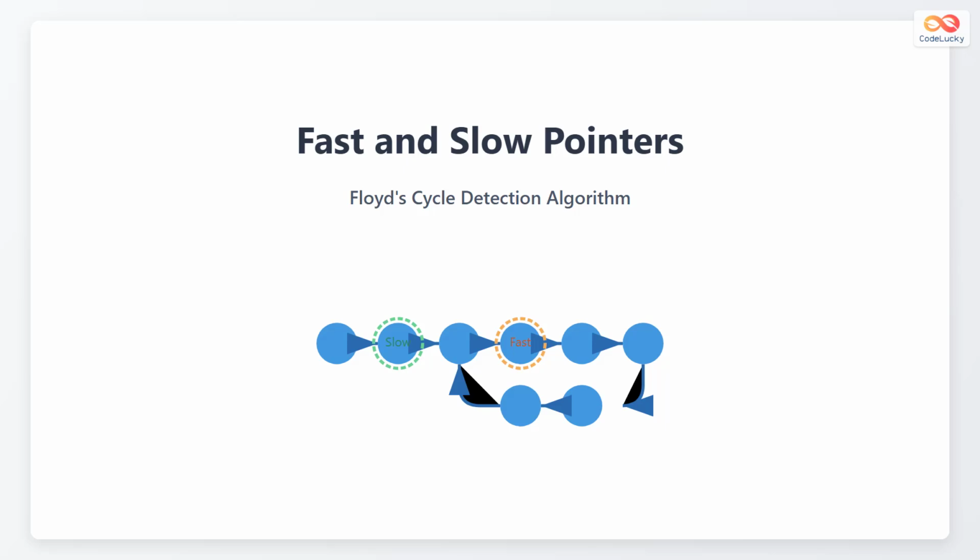Today we are diving into an exciting topic: fast and slow pointers, also known as Floyd's cycle detection algorithm. This clever technique is used to solve a variety of problems, especially those involving linked lists and cycles. By the end of this video, you will understand how this algorithm works, its applications, and why it is so efficient.